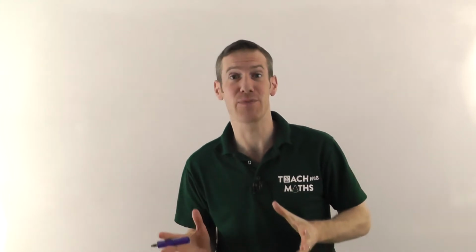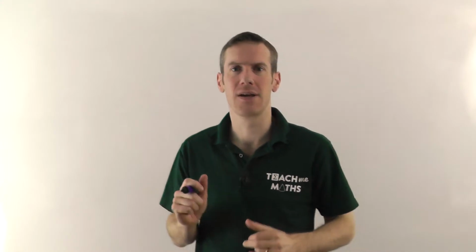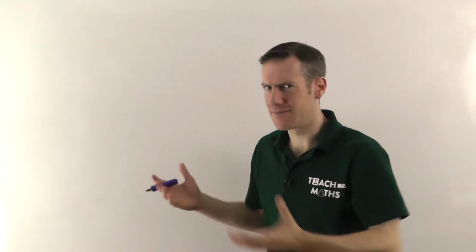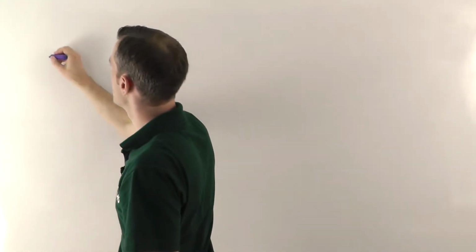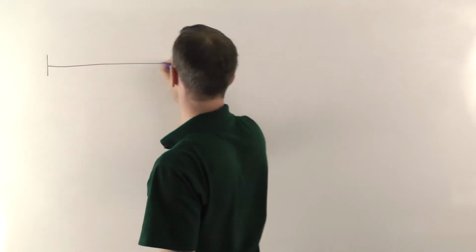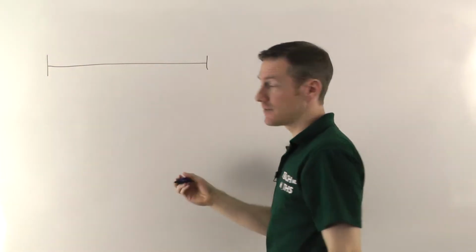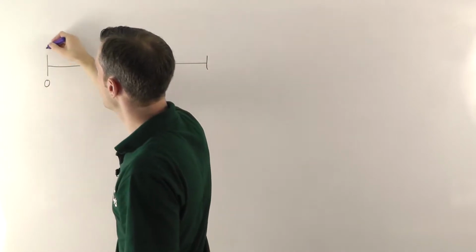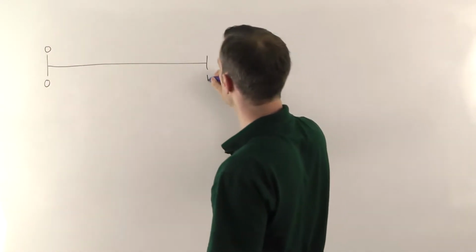Now, fractions, decimals and percentages are all essentially the same thing. They're just different ways of representing parts of a whole. Let me draw a couple of scales up on here and I'll explain what I mean. I'm going to represent both the fractions and the decimals on the same scale here. So we'll have 0 at one end and 1 at the other end.